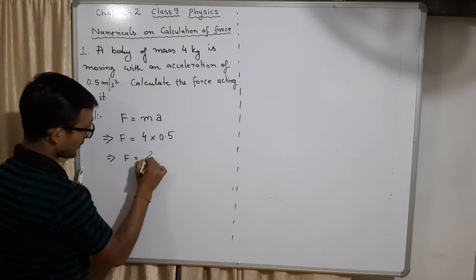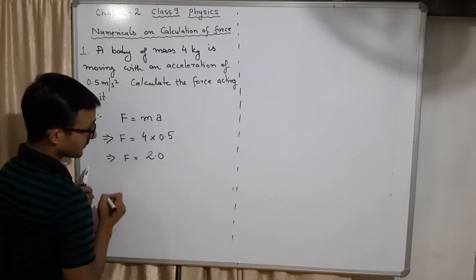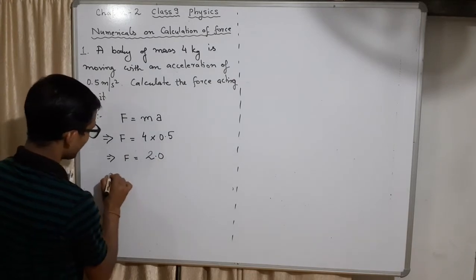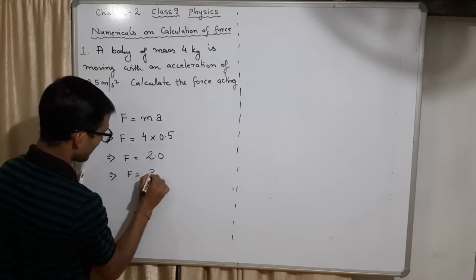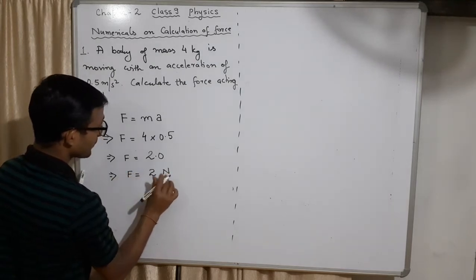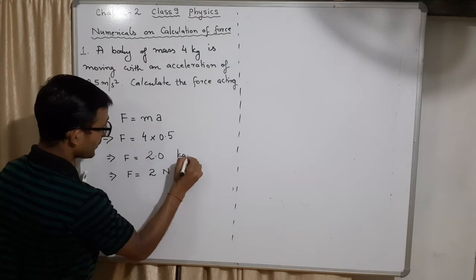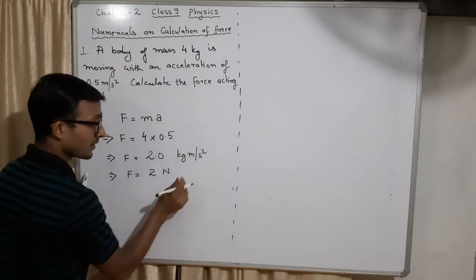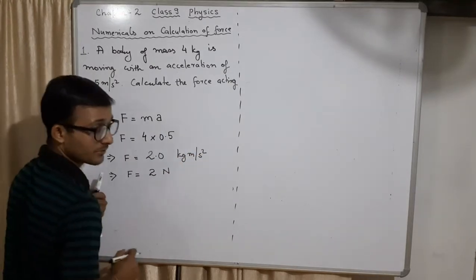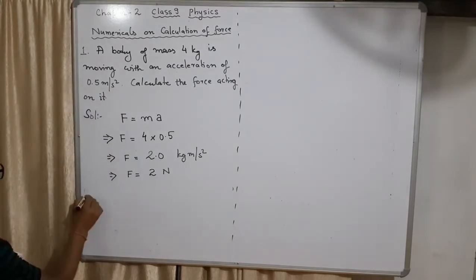4 fives are 20, with the decimal place that means F is equal to 2 kg meter per second square. Same thing we write as Newton, 2 Newton. So this is the force that is acting on it.